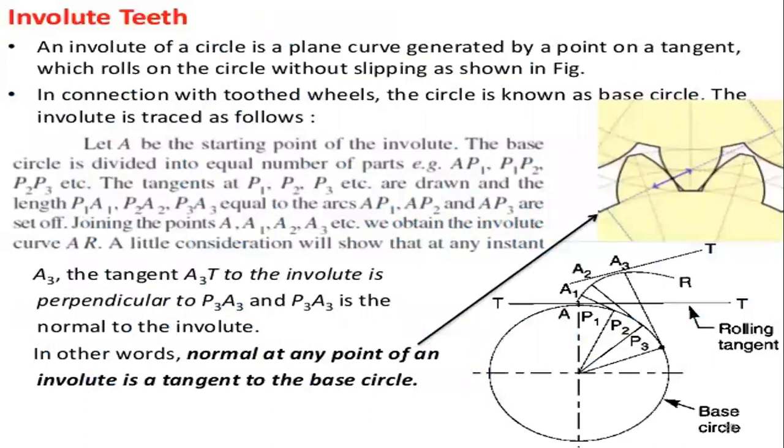You can see it in this picture. These are the points of contact. From the points P1, P2, P3, the tangent touches at these points. That is called the path of contact, which needs to be tangential to the base circle.